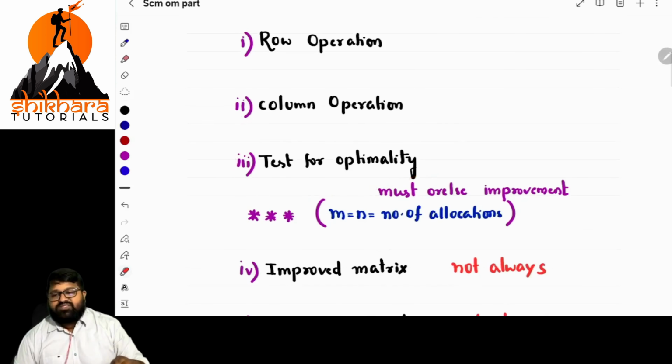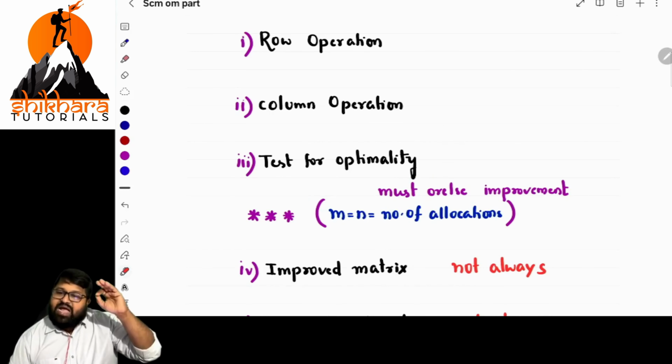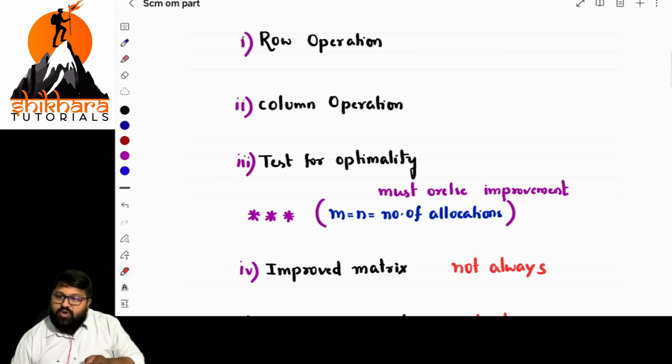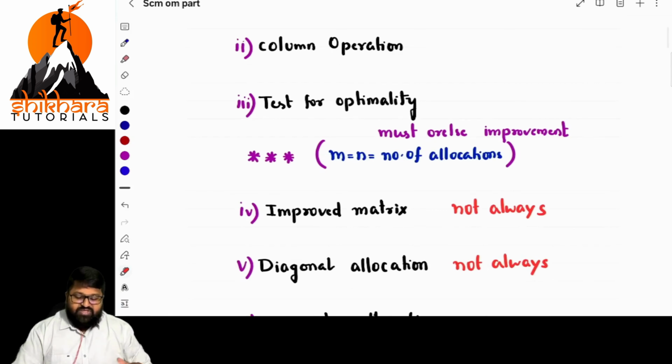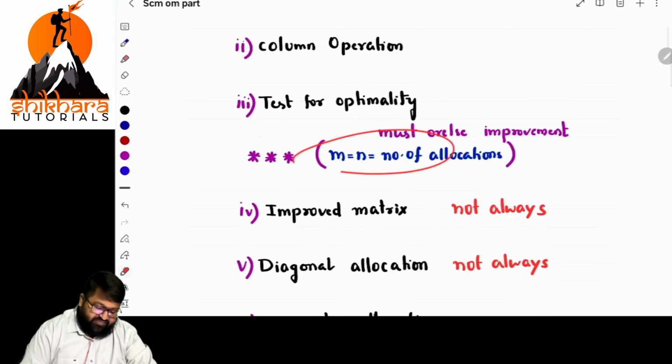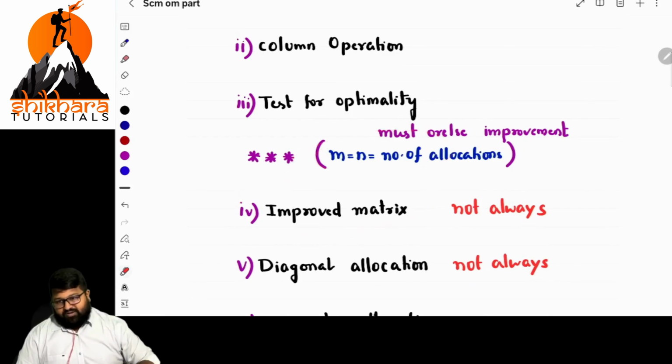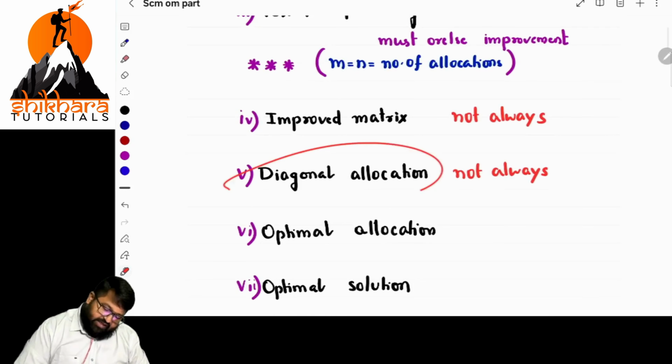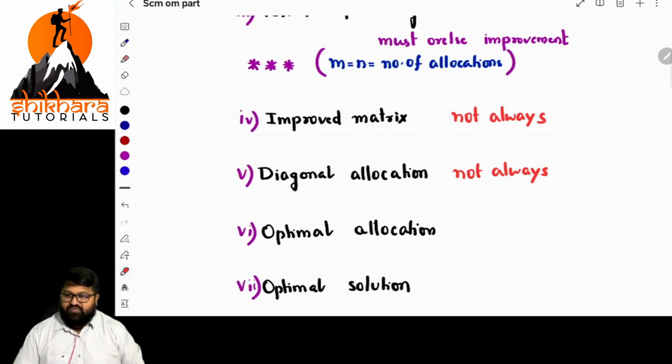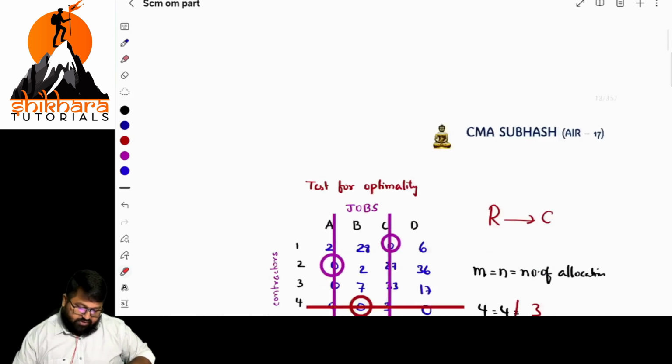The test for optimality is checking the rows with single zeros and marking the respective column with a line across it. When we are crossing, be careful that those elements are not present. Once we reach the test for optimality, if it is satisfied, fine. If it is not satisfied, we go with the improved matrix. Diagonal allocation and all is very easy. I will give one basic problem, normally at the last stage of diagonal allocation, and present it.